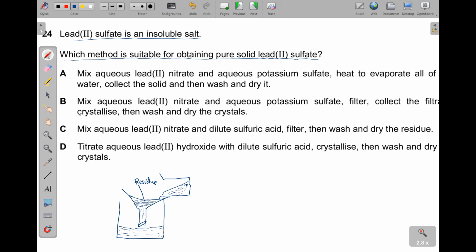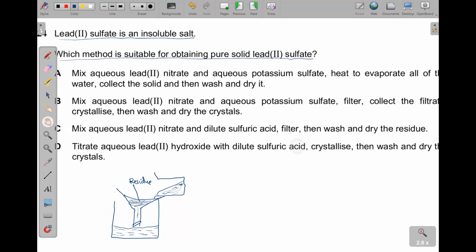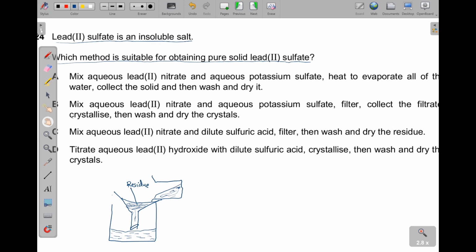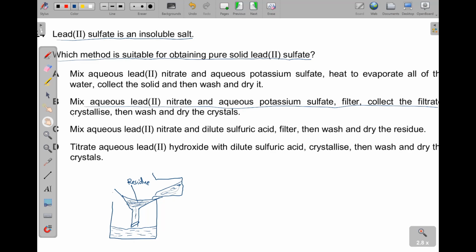Then they are saying heat to evaporate all the water, then collect the solid, and then wash and dry. That is for the one which is soluble, because you heat the water, then the salt that is dissolved in the water remains behind. So that is wrong. And then B, mix aqueous lead 2 nitrate and aqueous potassium sulfate, filter and collect the filtrate, crystallize, then wash and dry the crystals. This one, you are now dealing with what is in the filtrate, which is soluble, and yet this one is insoluble. Even that one is wrong.